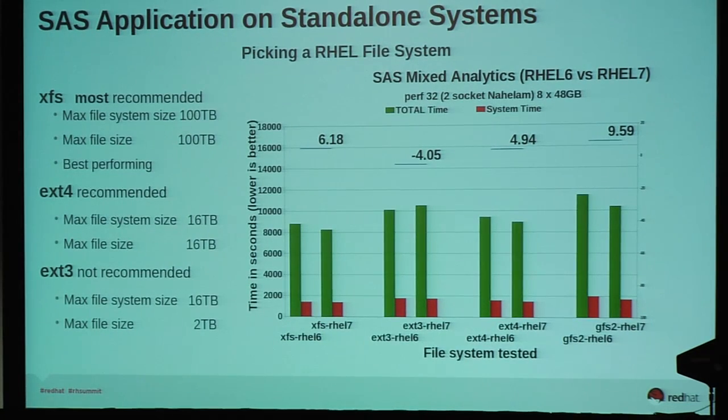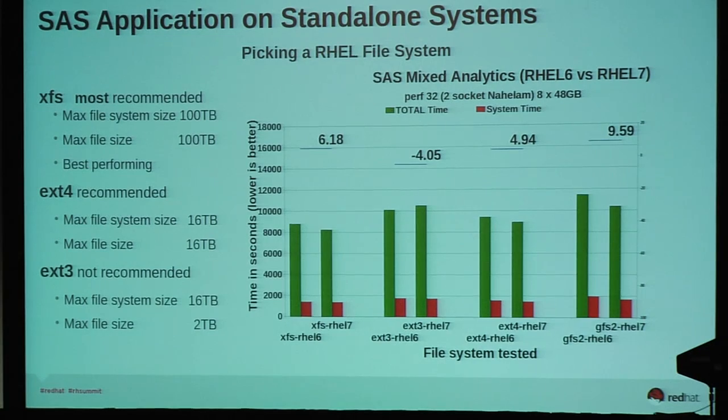Finally, picking a file system. Here's a preview of some comparisons between RHEL 6 and RHEL 7, again with the pair of bars that are XFS on the left. This chart is actually the time of a real application, a SAS mixed analytic workload, so lower is better in these cases, both user time and system time. The difference between the distributions is shown as a percentage in the chart. And so you can see XFS has always been very good as a file system.